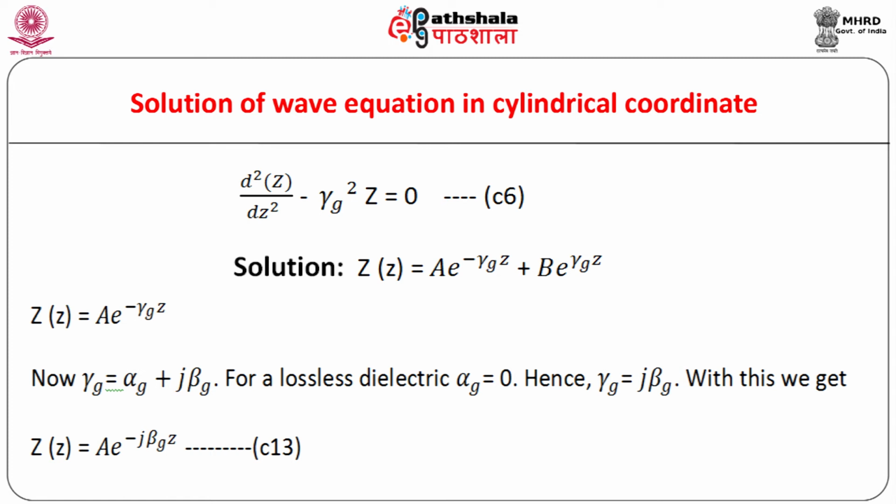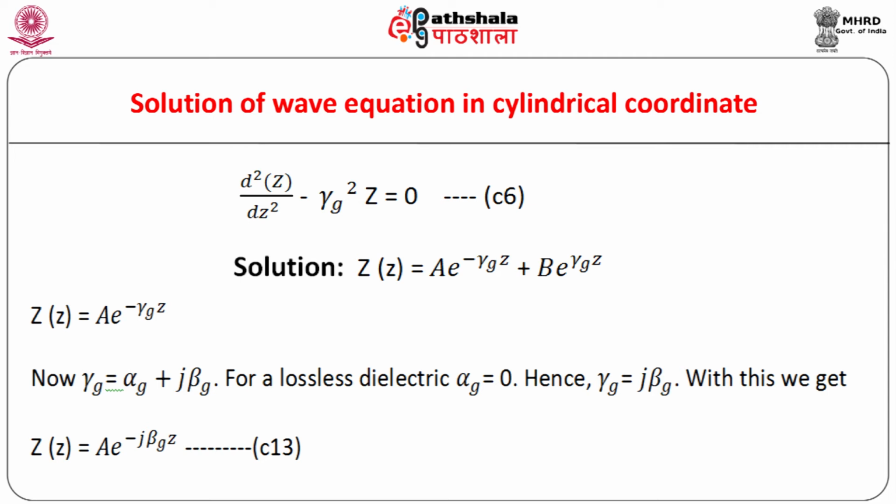Consider the equation in Z. Its solution comprises of exponentially increasing and decreasing terms as shown. Since the wave is assumed to be propagating in the positive direction of z axis, the divergent part of the solution, namely b into e raised to gamma g z, can be deleted and we have to choose Z is equal to a e raised to minus gamma g into z.